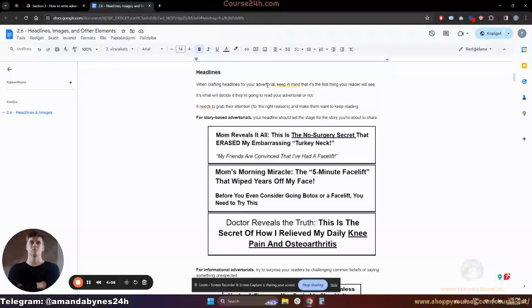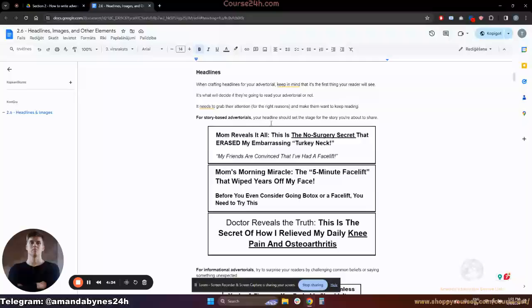So your headline needs to grab their attention for the right reasons. Don't clickbait them. If you clickbait them, they'll open it and there'll be more traffic coming to your editorial, but it doesn't mean that it will make more money, because the traffic will be coming for the wrong reasons. Basically you want to make your readers curious and eager to keep on reading.